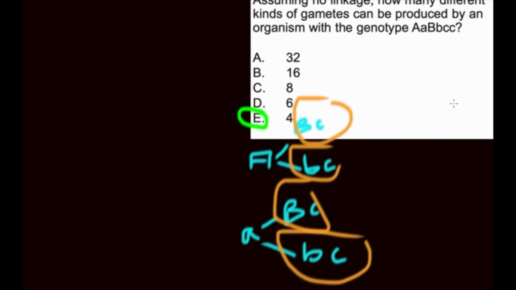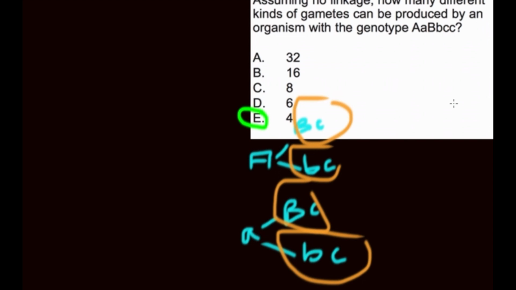And so there you have it. It's a pretty simple question. You just have to recall that a gamete gives exactly half of the parent's genotype. It's a haploid gamete.